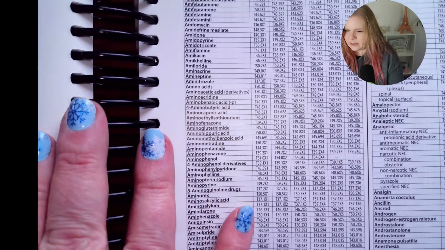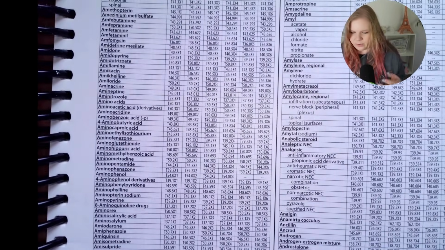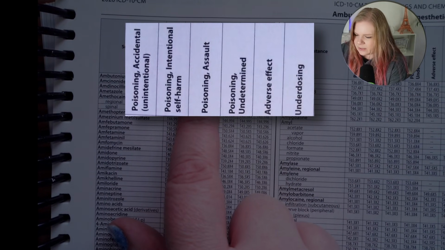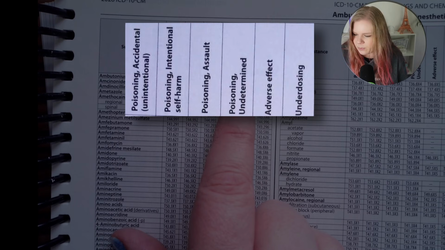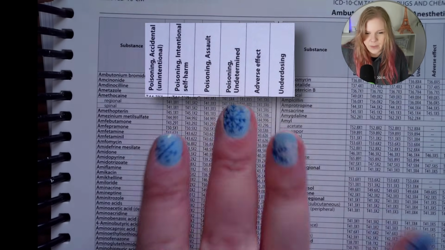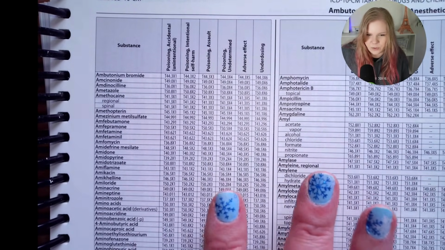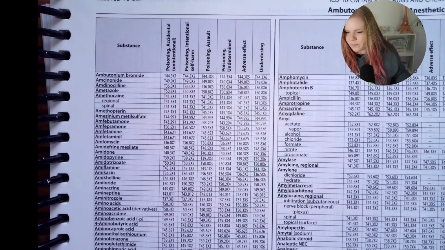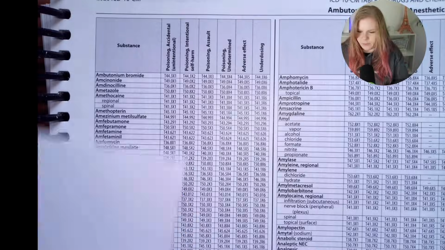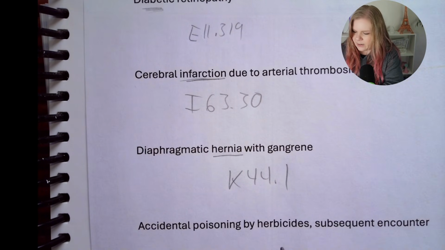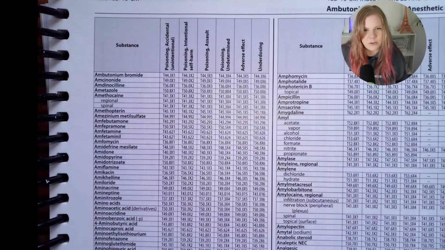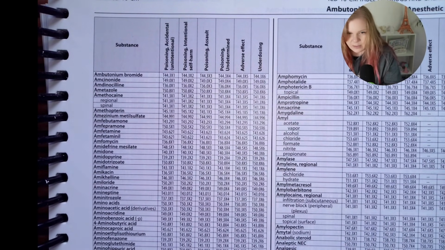So what we do is this is all of the different substances that patients might have issues with, that they either had some accidental poisoning, intentional poisoning, it was an assault by poisoning, adverse effects, underdosing, etc. I have a whole other video where I talk about this particular table that you can check out. But when we're talking about what are we looking up first? Well, really what we're going to do first is go to the table. And then the next term that we're going to look for is probably herbicides. And let's see if they have, I'm not sure if they have one specifically for herbicides. Let's take a look.